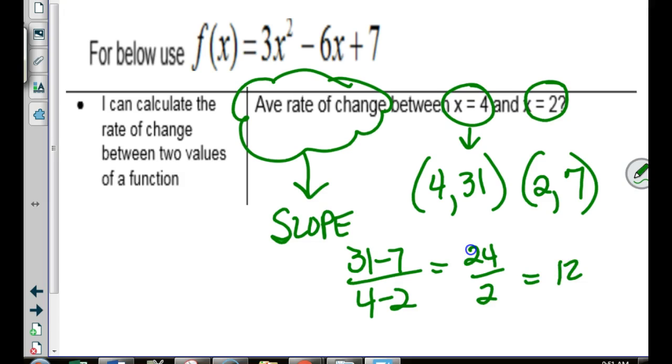I got positive 12 in the end. If you did it in the other order, you'd get negative 24 over negative 2, which still comes out positive 12, I think. Someone else do it. Yes, is it 12? Okay. I'm always afraid I made a silly mistake and everybody's going to go home and go, how did she get 12?